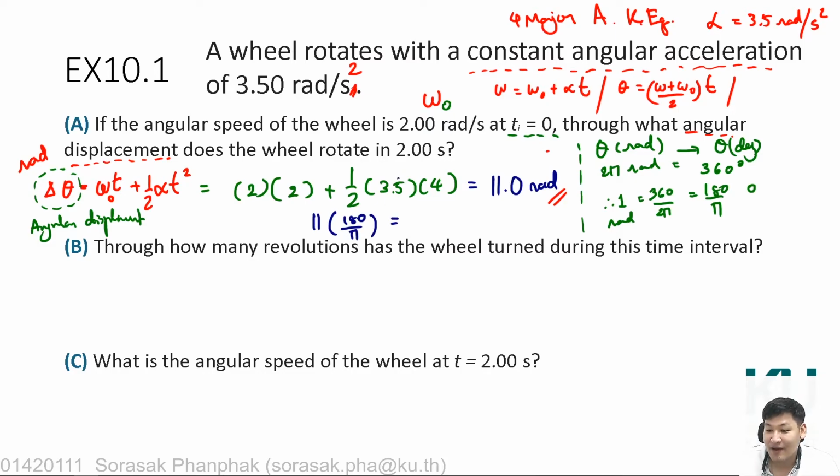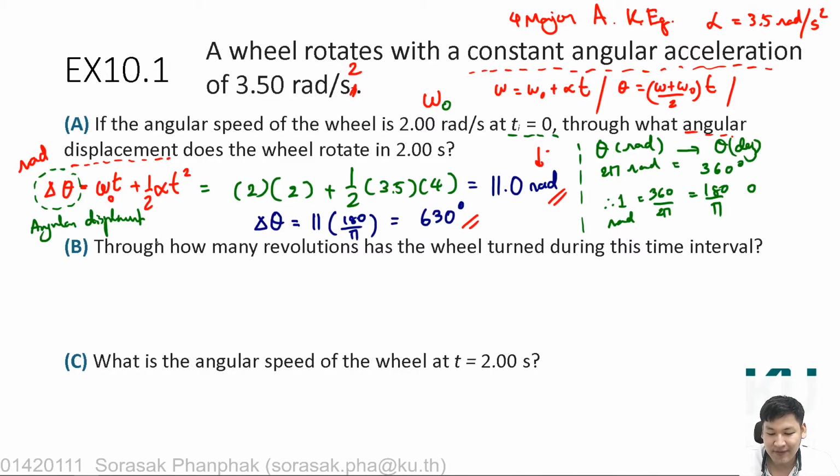So finally you will have the angle around 630 degrees. This is the unit. Whether you answer in degrees or radians is okay. Make sure you have the right unit, because different units have different values of the angular displacement.